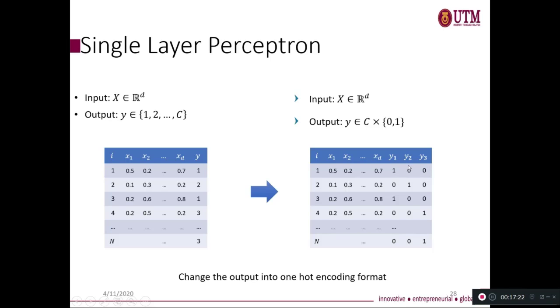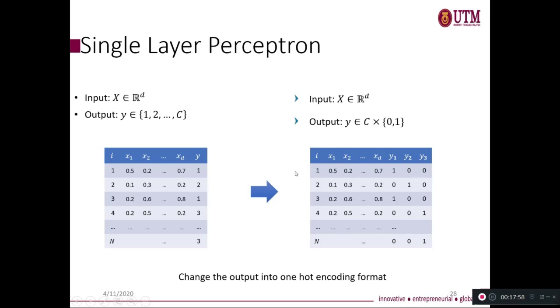So this is the meaning of one hot encoding format, because at any one point only a single value will have 1 and the rest is 0. If you talk about class 1, only y1 is 1, the rest is 0. If you talk about class 2, only y2 is 1, the rest is 0. Later, if you do some assignment and you find that your data set is in a different format, then if you want to apply an artificial neural network, you need to convert it into this.